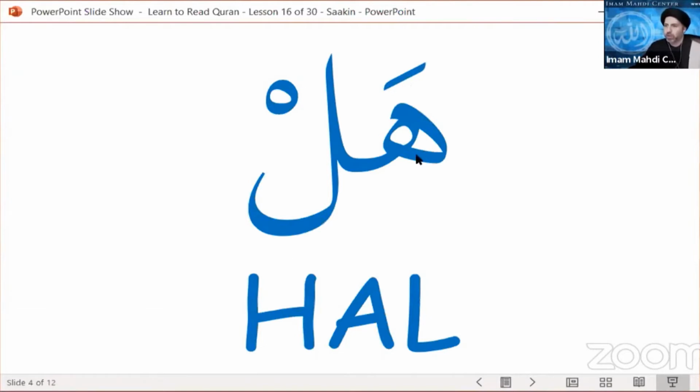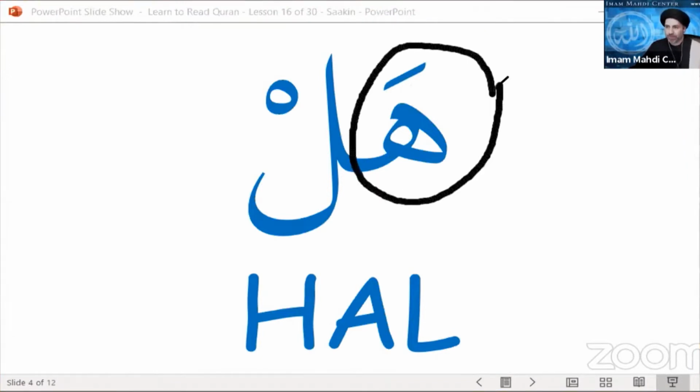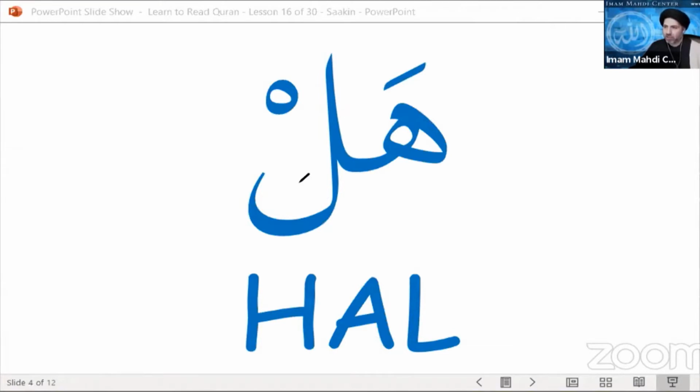So here we have the letter ha with fatha. If we were to read this ha by itself, it would be read as ha. But here we have a lam that has a Saakin. So this lam will be joined with this ha as one syllable, and we will stop on the sound of the lam. We read it as hal. You see, we read the two of them together, hal, as one syllable. So once we produce the sound of the lam, if we were reading the Quran, we would move on to the next word.